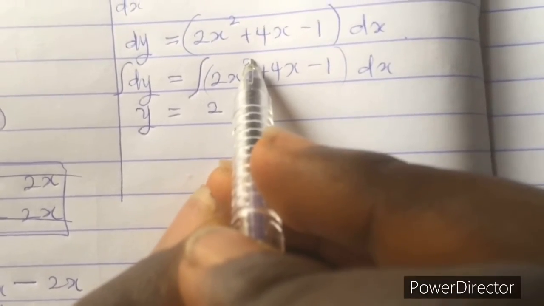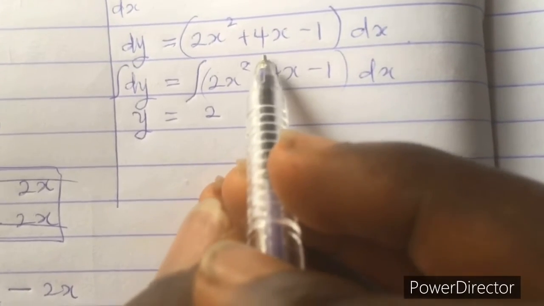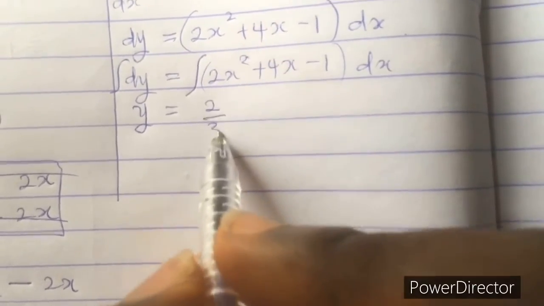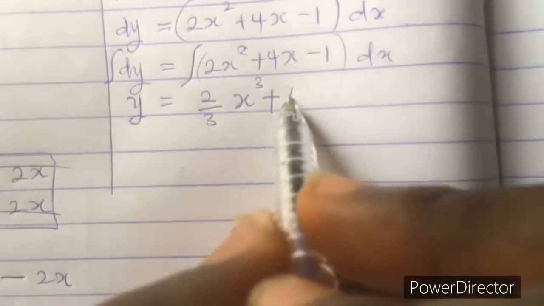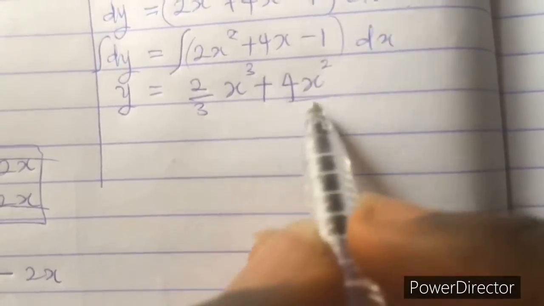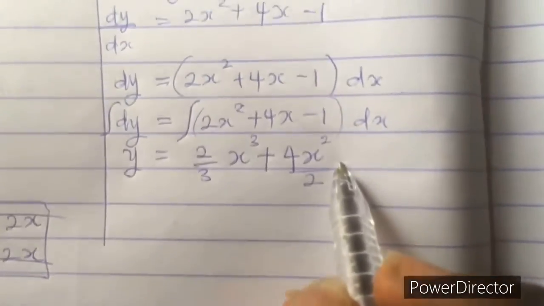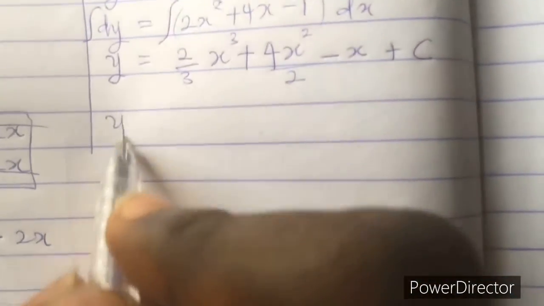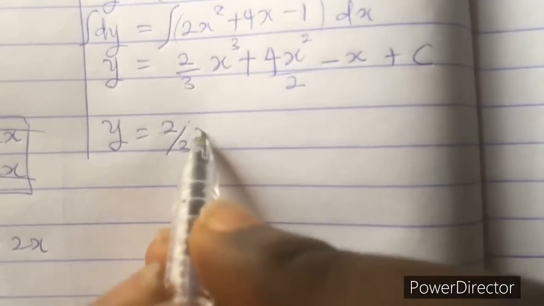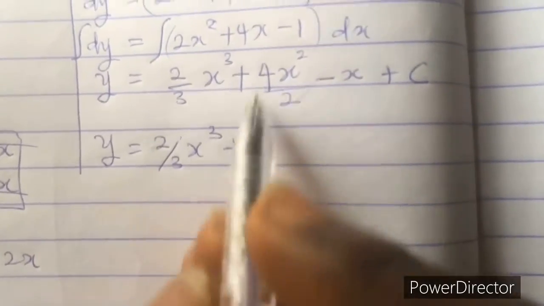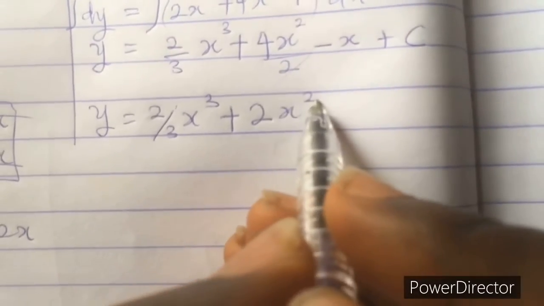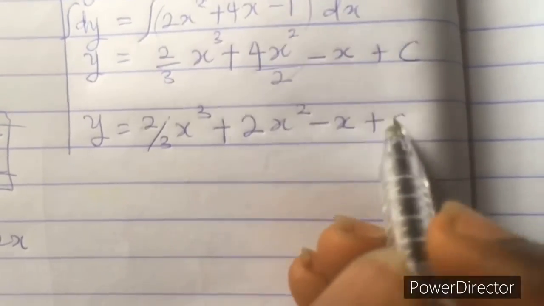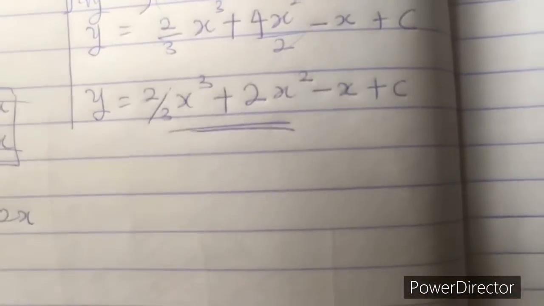x to the power 2 plus 1 will be x to the power 3. So that will be 2 over 3 x raised to power 3 plus 4x squared over 2, then minus x plus c. To further simplify, 2 over 3 x raised to power 3 plus 4 over 2, which gives 2x squared, minus x plus c. That's all on that.